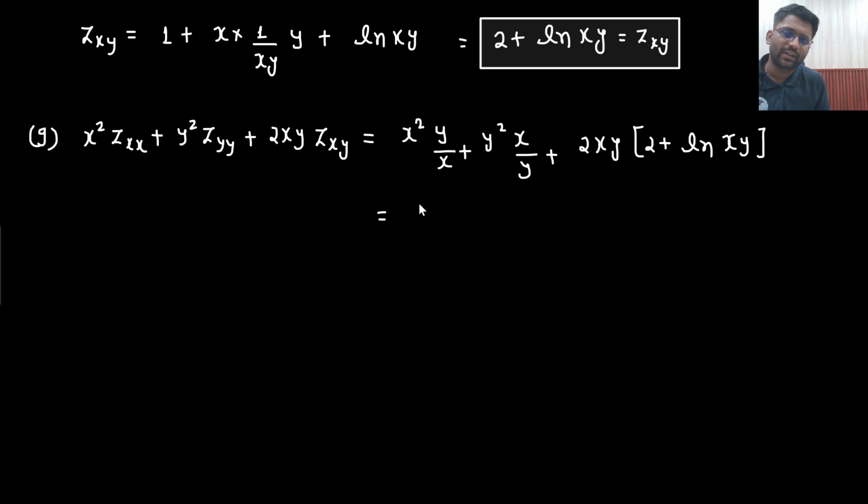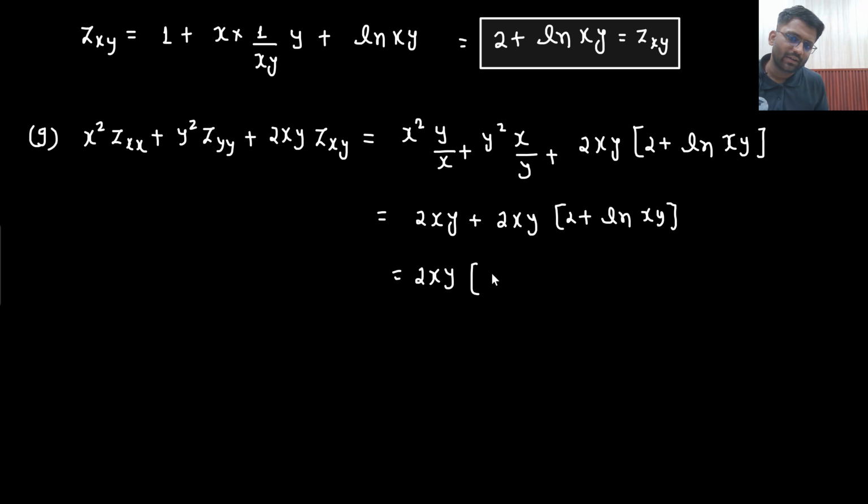So what is the answer you are getting here? xy, xy, 2xy, right? Plus 2xy, 2 plus ln xy. Now 2xy you take common, and 3 plus ln xy. This is the answer that you are getting for the last question.